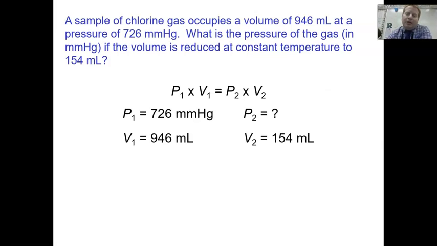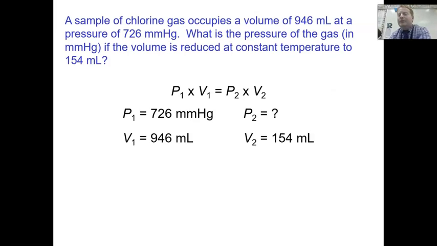Before we even solve this problem, you should be thinking in the back of your mind, based on what you know about the relationship, what kind of answer you are expecting. The volume is going down from 946 to 154. Therefore, the pressure in our final answer should be higher than the original pressure because they do the opposite of each other.